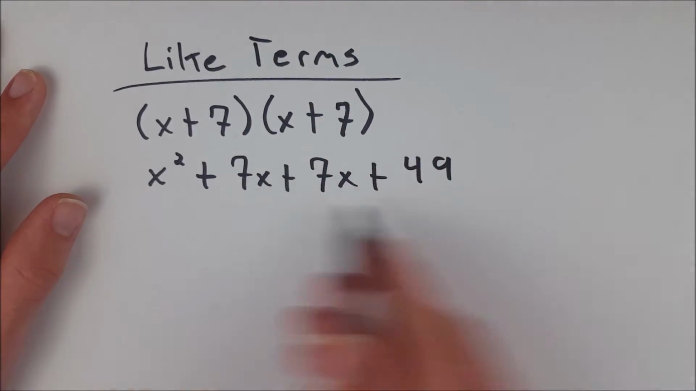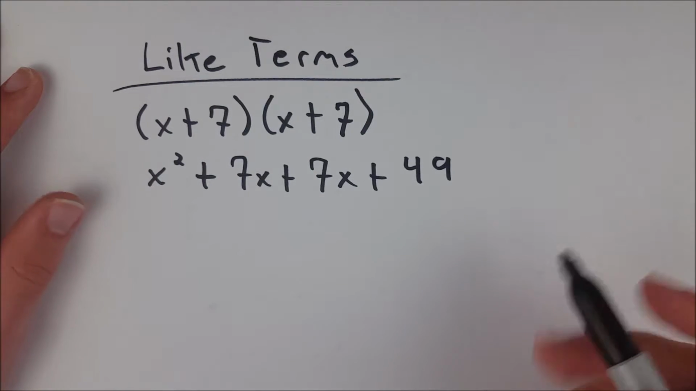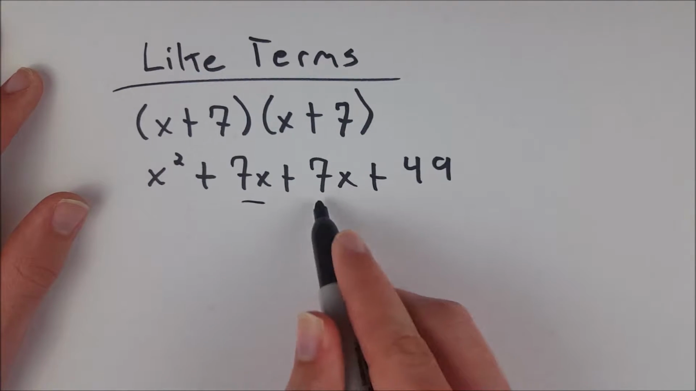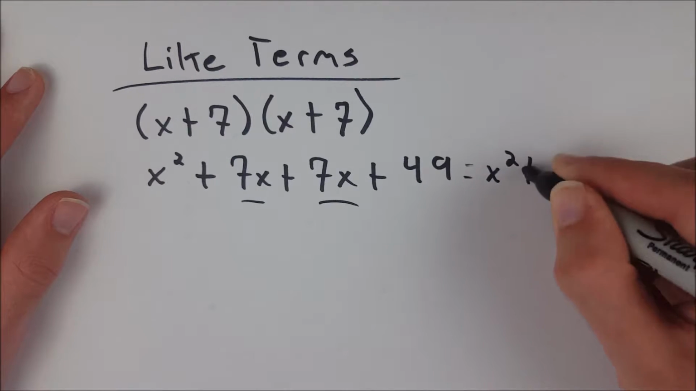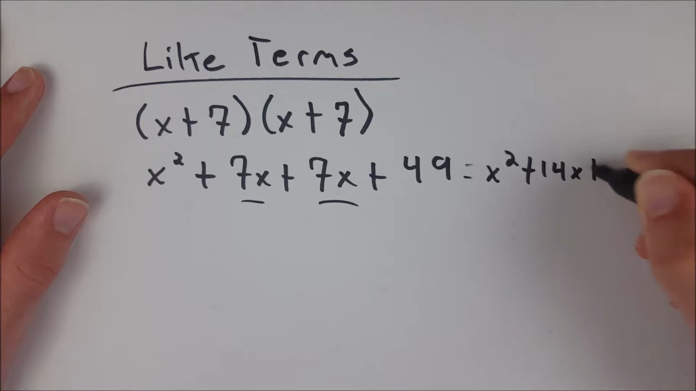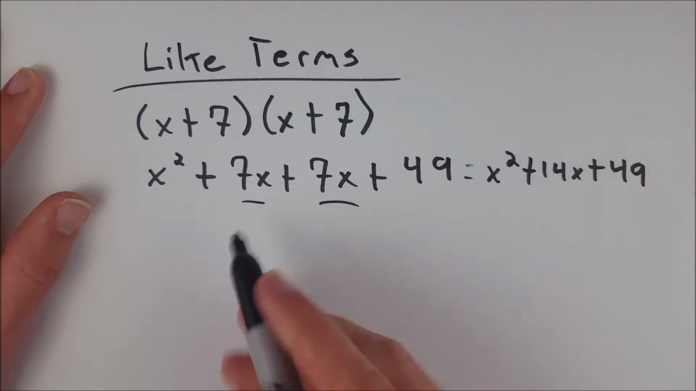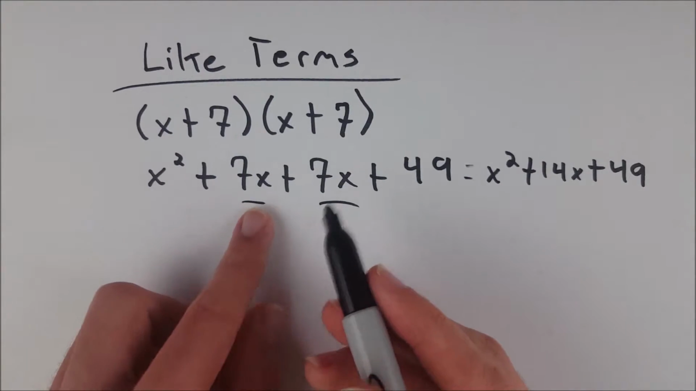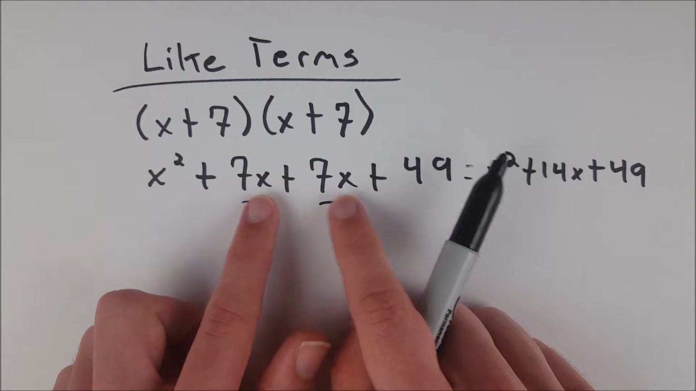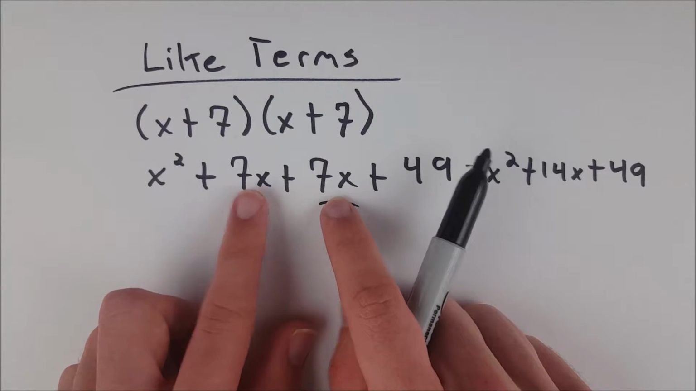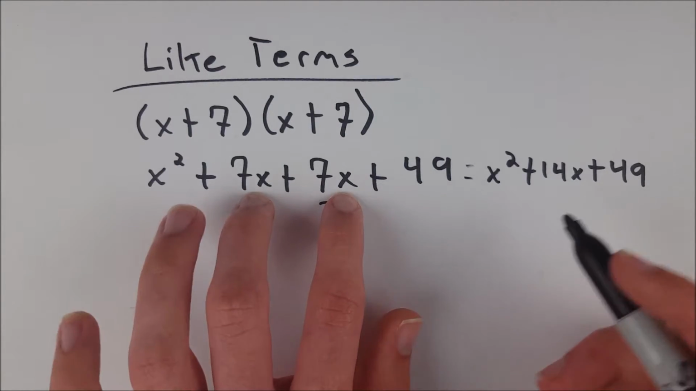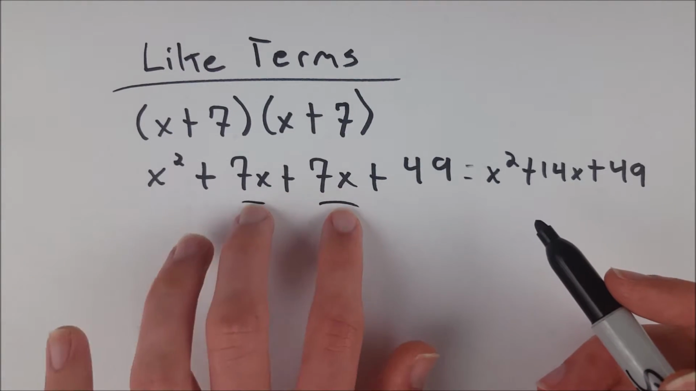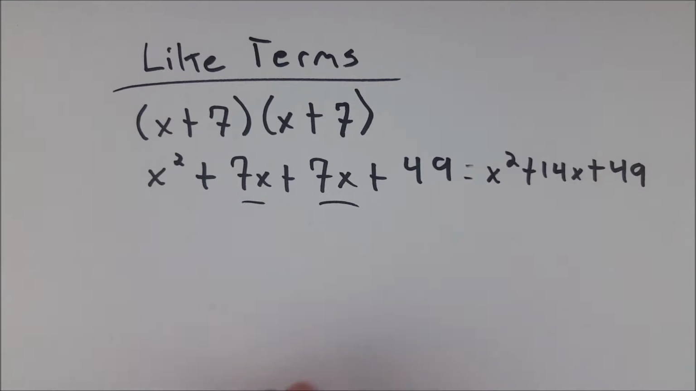But we wouldn't want to leave it like this because we can add like terms. Of course, we can add 7x and 7x and simplify this to get x squared plus 14x plus 49. So what makes these like terms? Well, they're both being multiplied. Besides the fact that they're the exact same thing, that makes them definitely very like terms. But a more generic definition: like terms are terms that have the same variable coefficient.